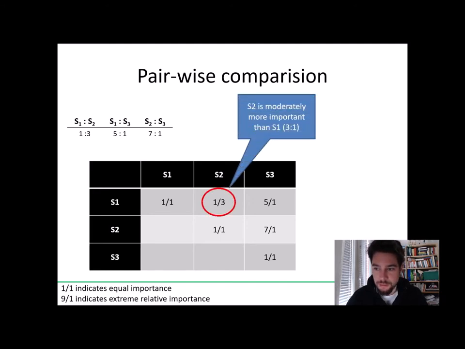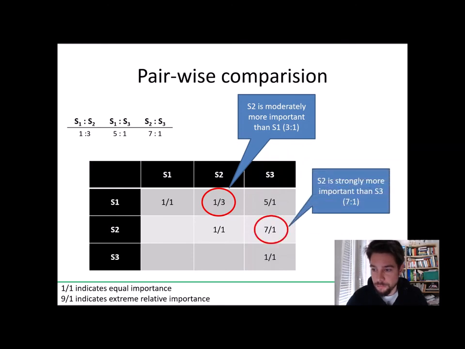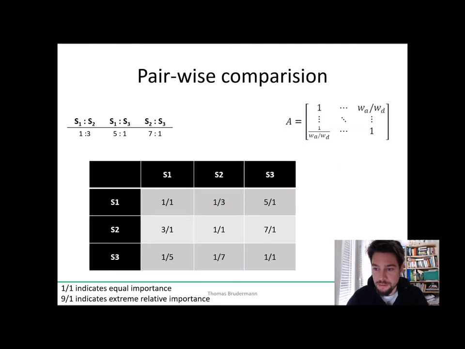And yeah, here you see what this means, like strength 2 is moderately more important than strength 1, so wins 3-1. And here strength 2 wins 7-1 against strength 3. And then we also make this matrix symmetrical, so we basically just put the inverse values into the respective cells.